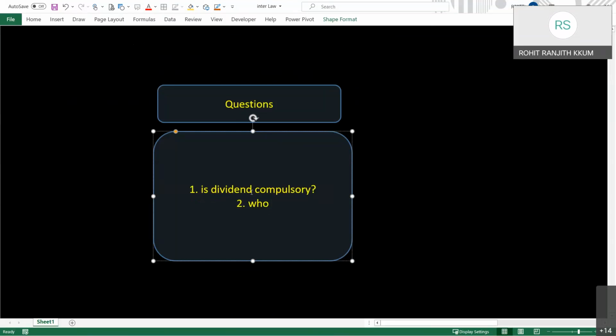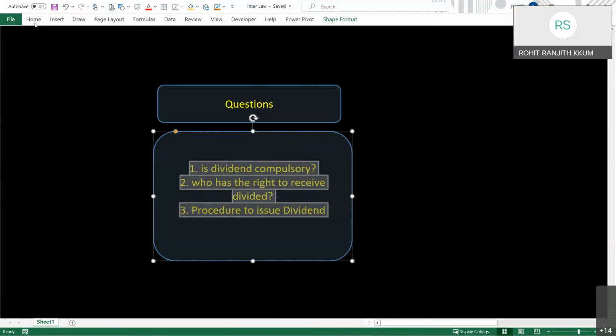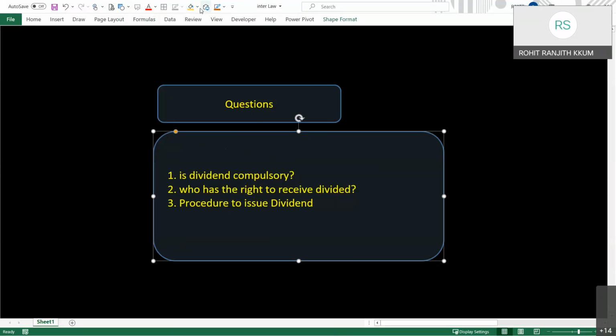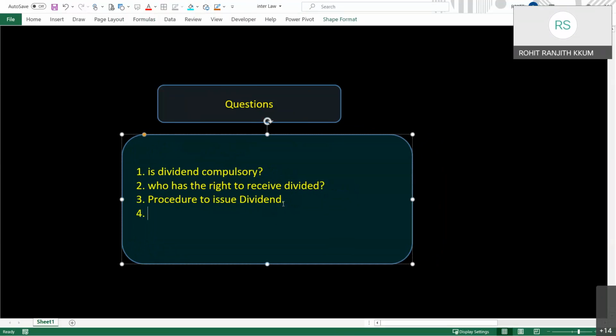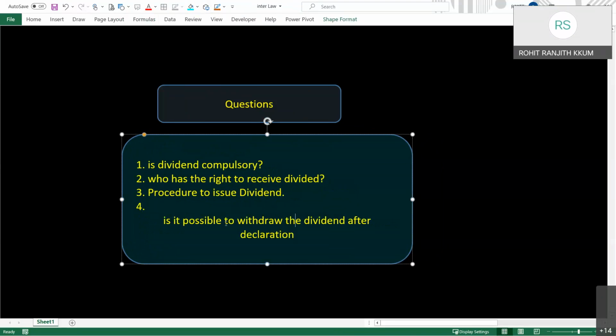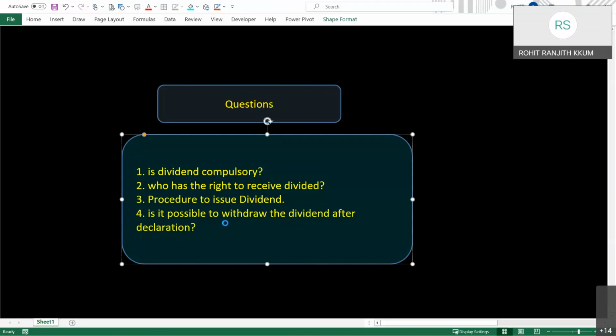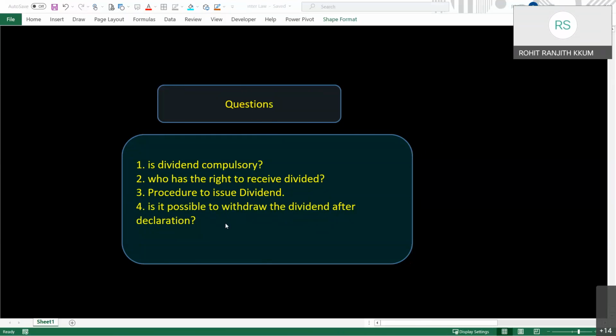Second, write down who has the right to receive dividend. Third question, write down procedure to issue dividend. Can you write down? Is it possible to withdraw the dividend after declaration? So once it is declared, is it possible to withdraw that?